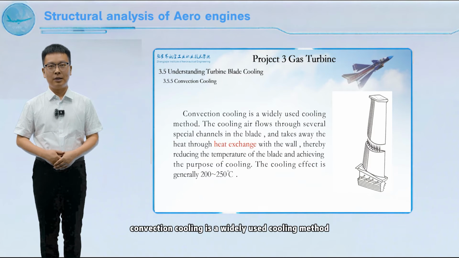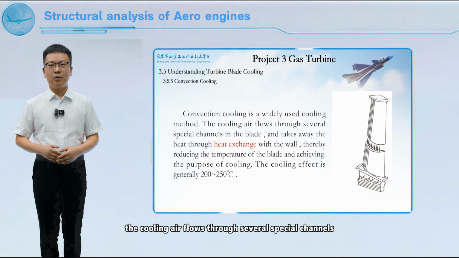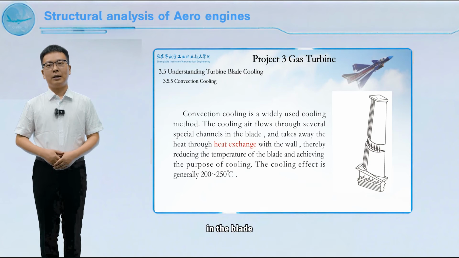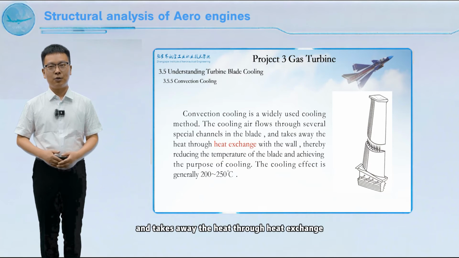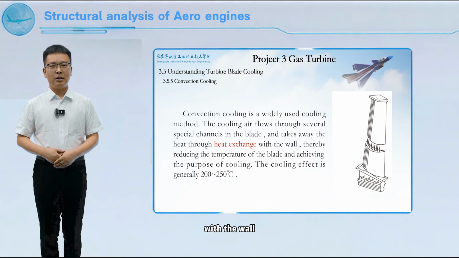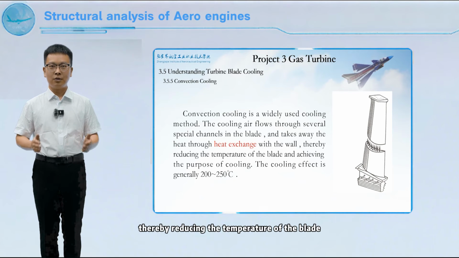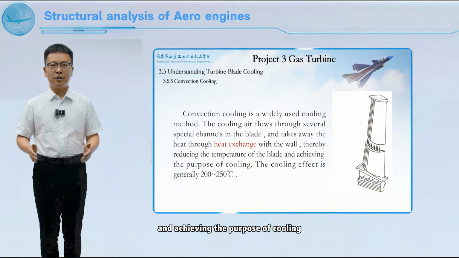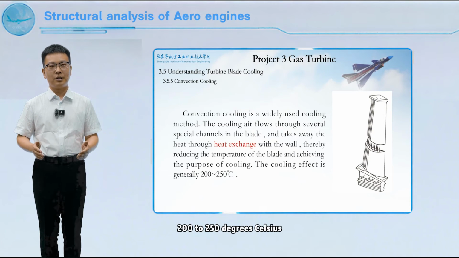Convection cooling is a widely used cooling method. The cooling air flows through several special channels in the blade and takes away the heat through heat exchange with the wall, thereby reducing the temperature of the blade and achieving the purpose of cooling. The cooling effect is generally 200 to 250 degrees Celsius.